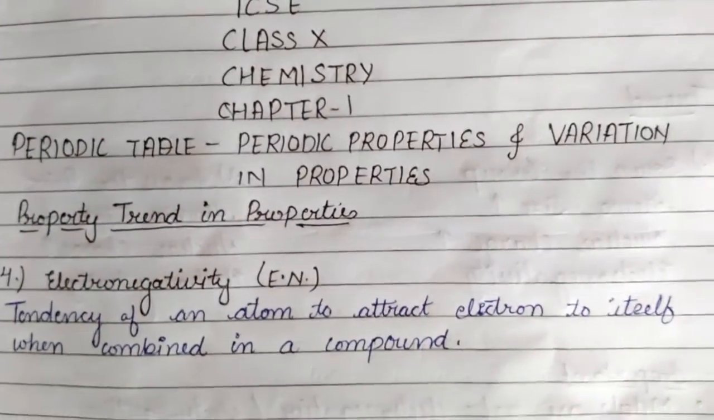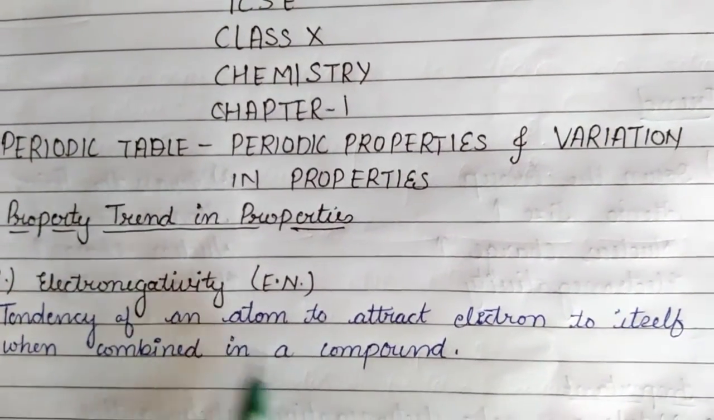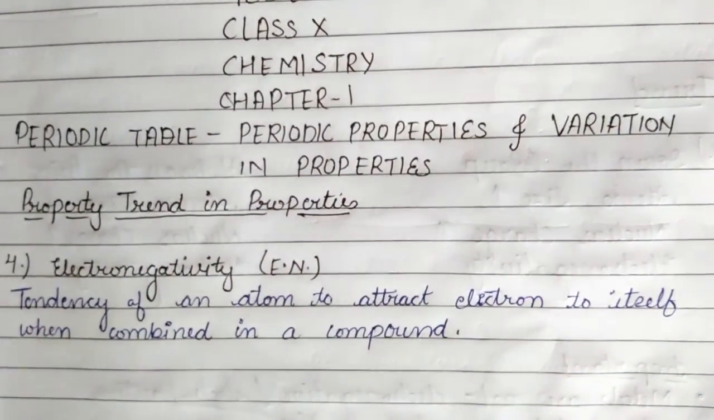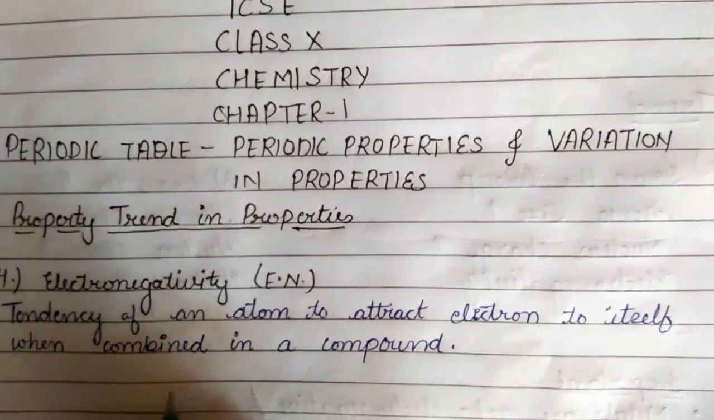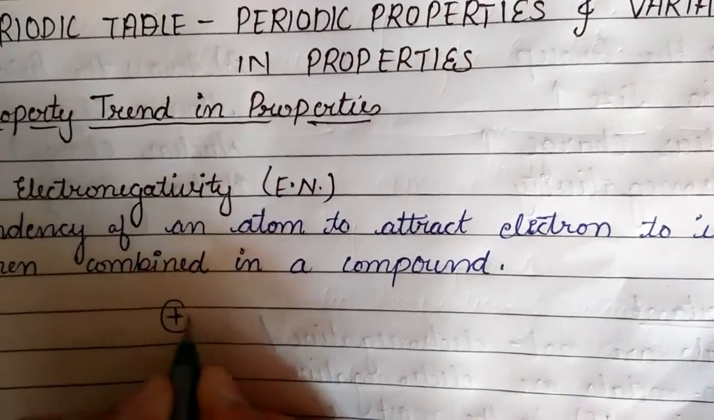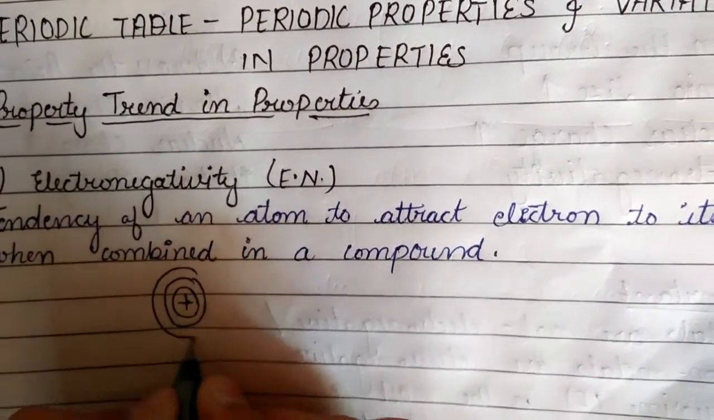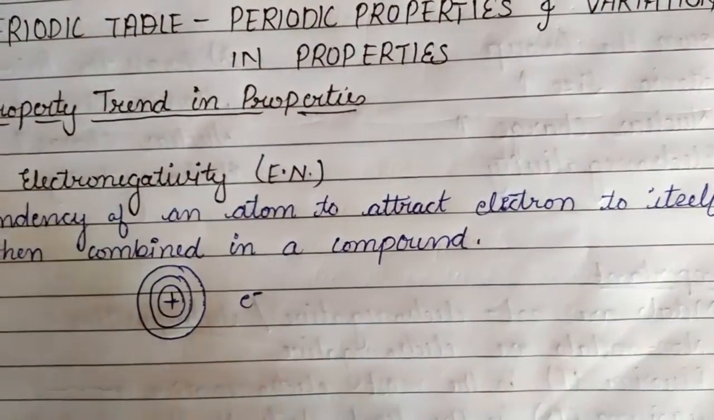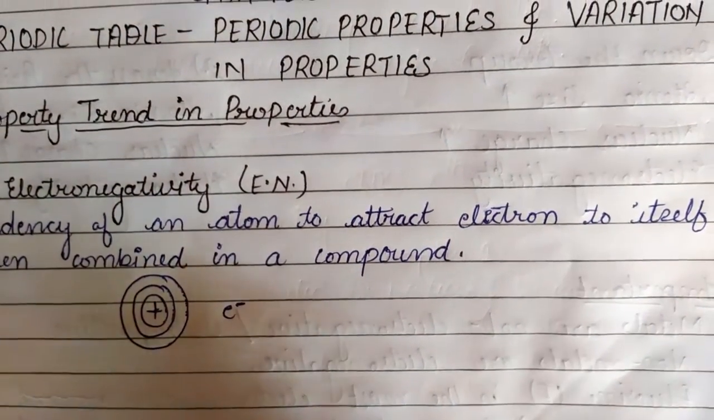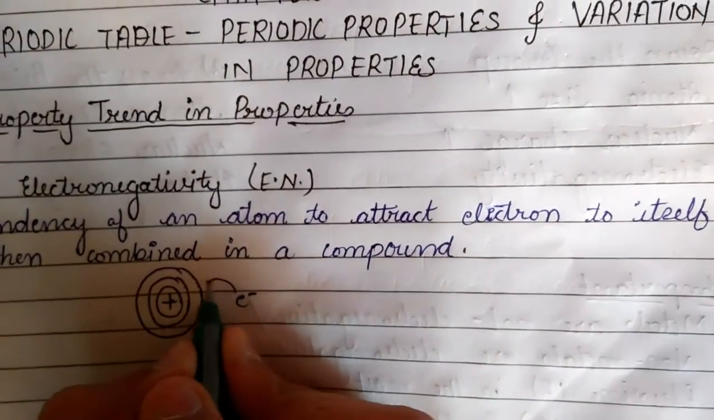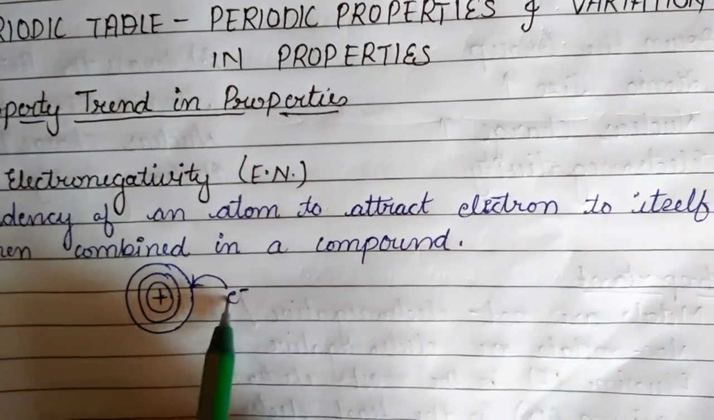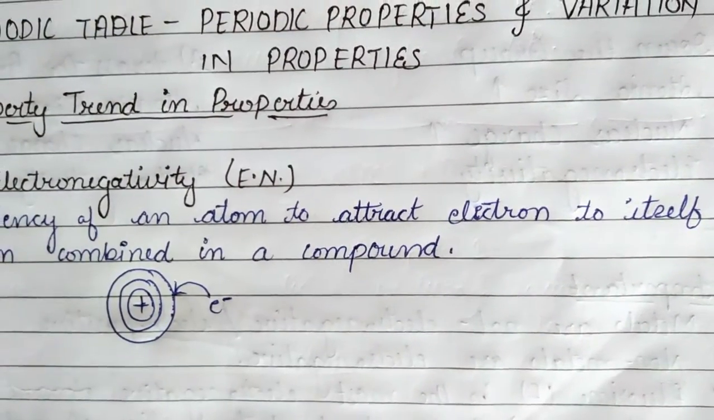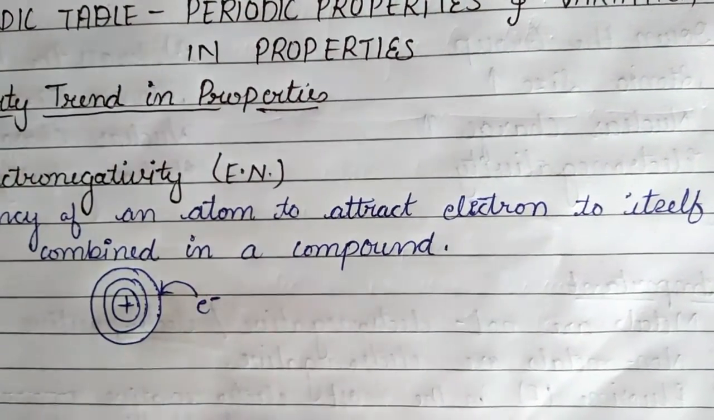What is electronegativity? The tendency of an atom to attract electrons to itself when combined in a molecule. Suppose an atom is trying to gain an electron. Its tendency to attract electrons towards its outermost shell is known as electronegativity. We can see electronegativity in two ways.